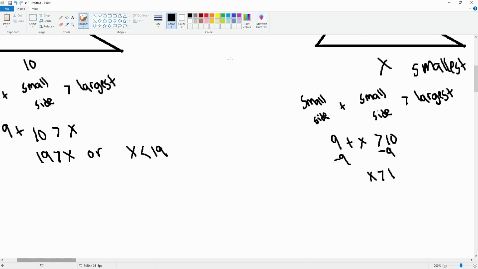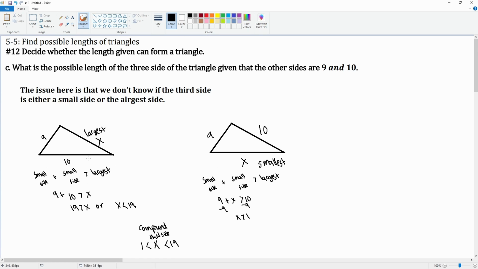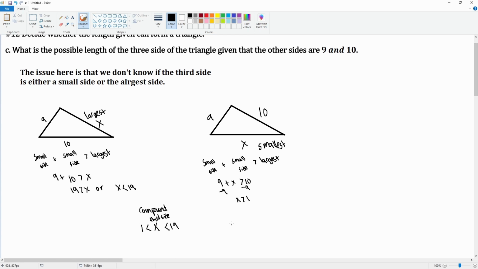So it's basically a compound inequality. X is less than 19 but has to be greater than 1. This is what the third side is. The third side is less than 19 but greater than 1. The reason why it's a compound is because of this scenario. We don't know if the third side is either the smallest or the largest. So here's your answer.